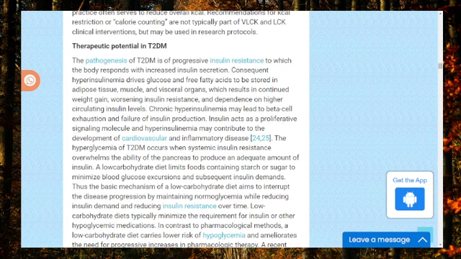Insulin acts as a proliferative signaling molecule, and hyperinsulinemia may contribute to the development of cardiovascular and inflammatory disease, reference 24 and 25. The hyperglycemia of T2DM occurs when systemic insulin resistance overwhelms the ability of the pancreas to produce an adequate amount of insulin.